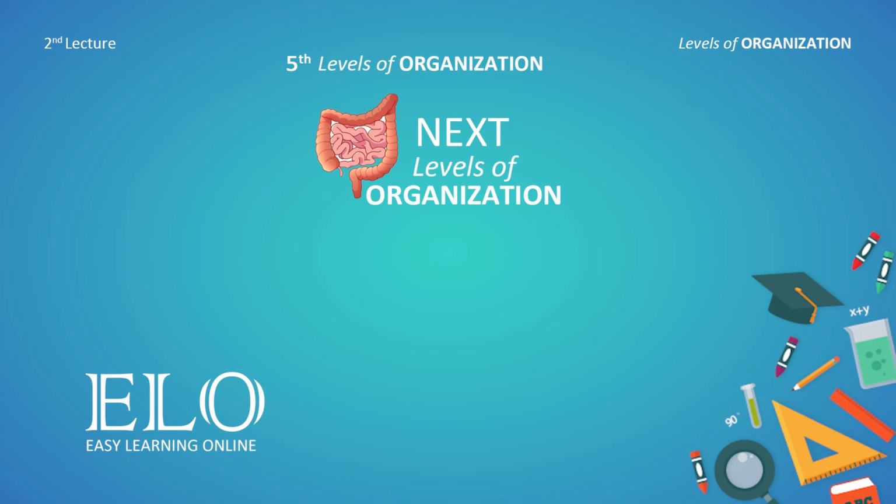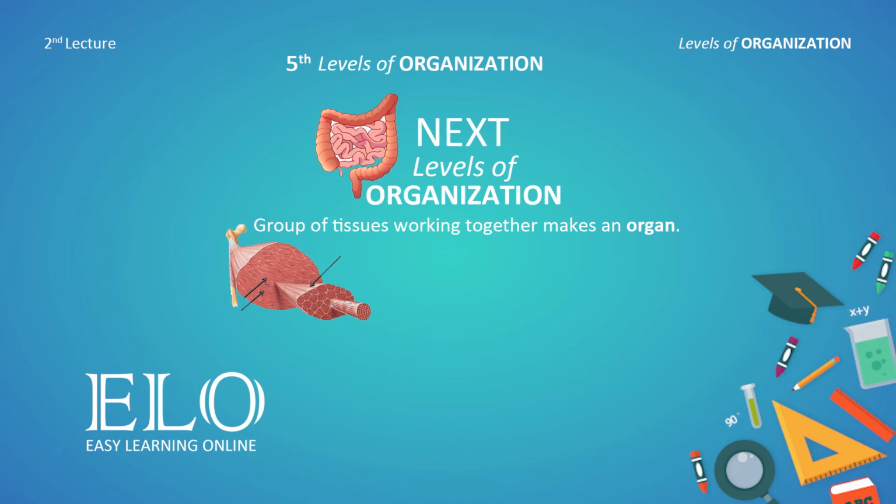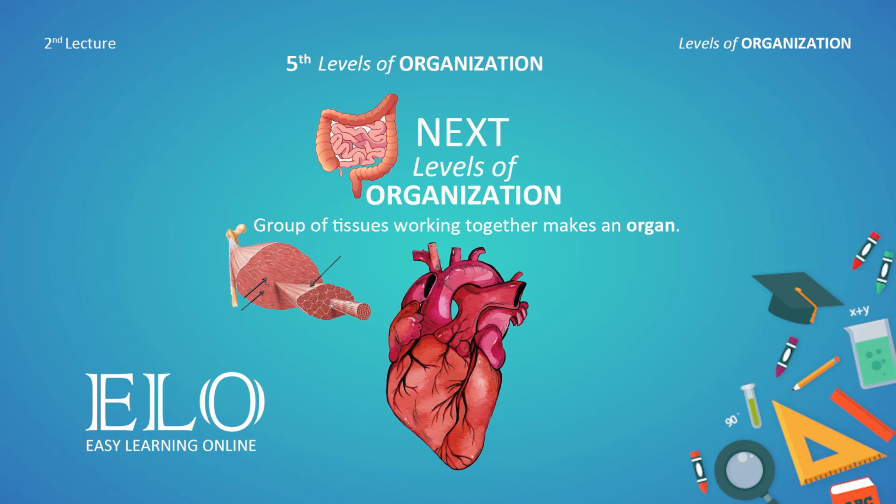Organ makes the next level of organization. Group of tissues working together form an organ. For example, cardiac muscle tissues जो कि बनाते हैं heart. Heart is an organ that pumps the blood to the whole body.